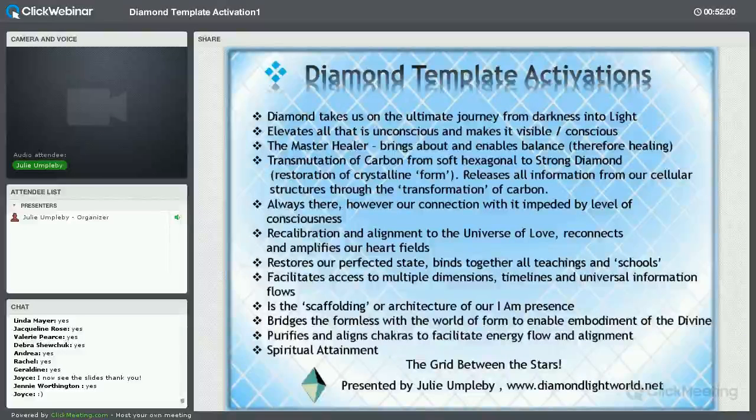So the diamond itself enables a recalibration and alignment to the universe of love. It reconnects and it amplifies and it clears and it brings wholeness to our heart fields. So I hope this is making sense for you at the moment. And I'm going to show you something in connection with that. It restores our perfected state. It binds together all teachings in schools.